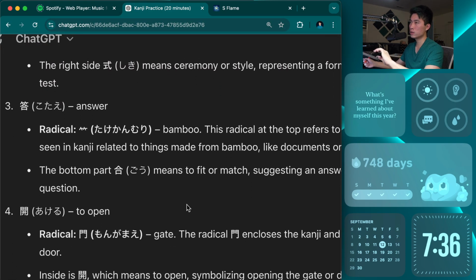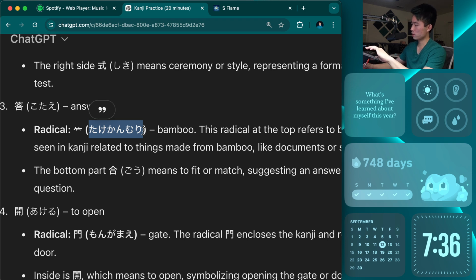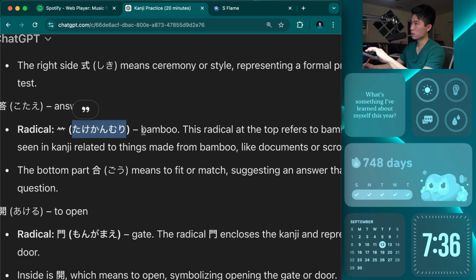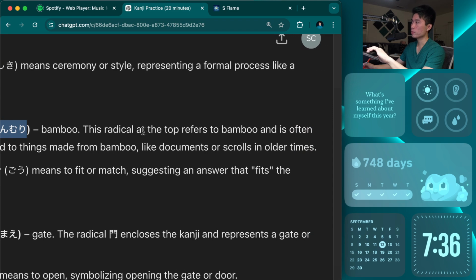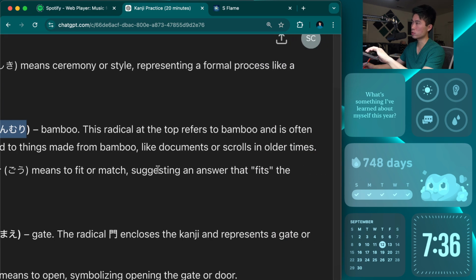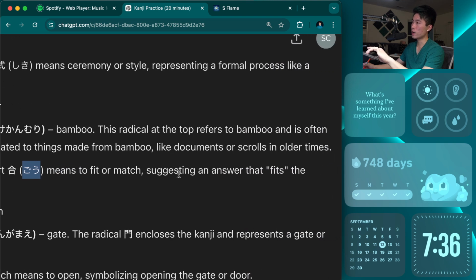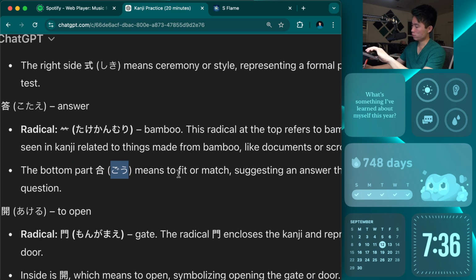Kotae. Radical takekanmuri, bamboo, take. So it looks like that gon one, but with just a little bit of a dash at the bottom. This radical at the top refers to bamboo and is often seen in kanji related to things made from bamboo, like documents or scrolls in older times. Interesting. And then the bottom part is go, which means to fit or match, suggesting an answer that fits the question. To fit or match.